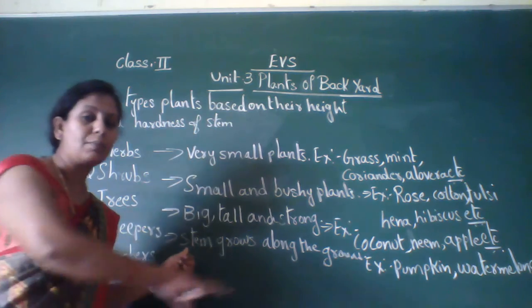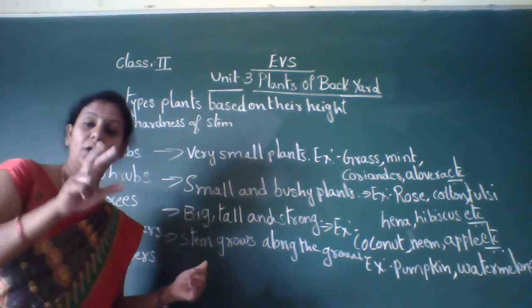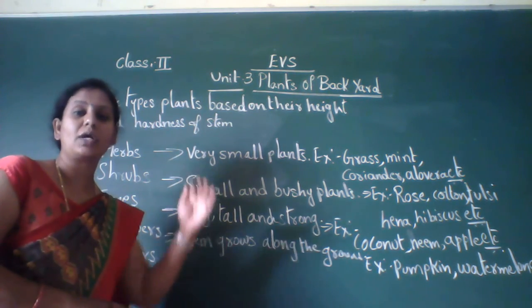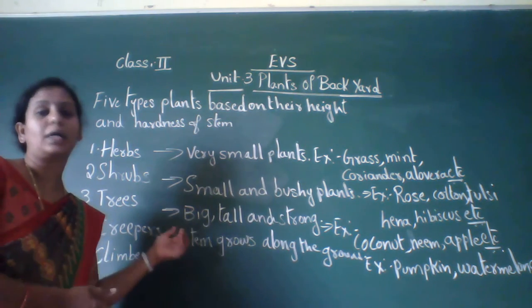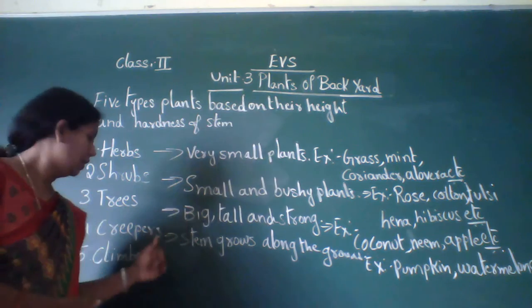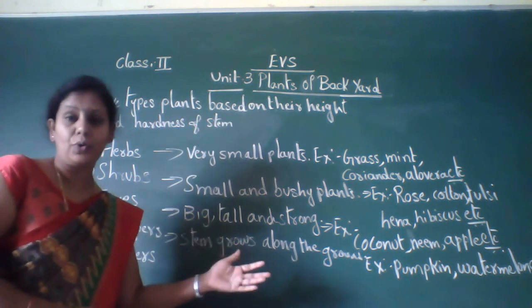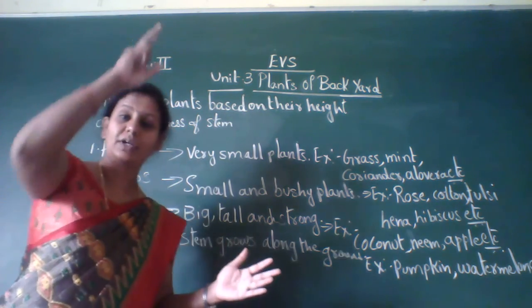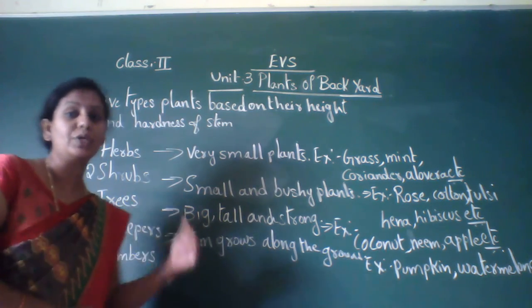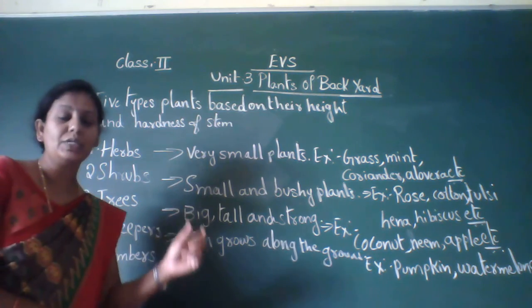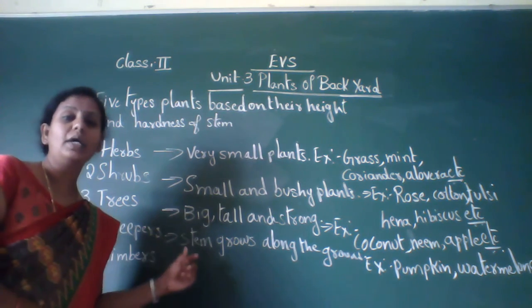Creeper means the stem of creepers grows along the ground because the stem of creepers is long and thin. Even if you give support they can't stand. But climbers, if you give support, can stand straight and grow. So the stem which needs support to grow is called a climber.